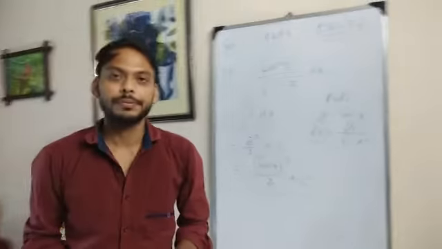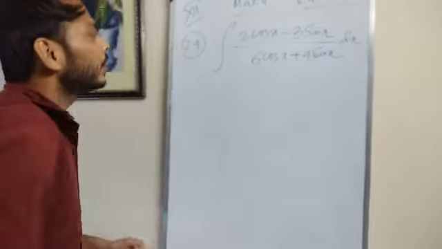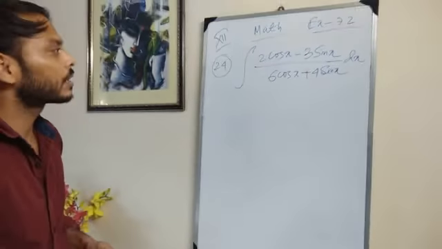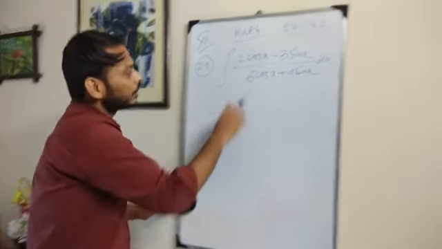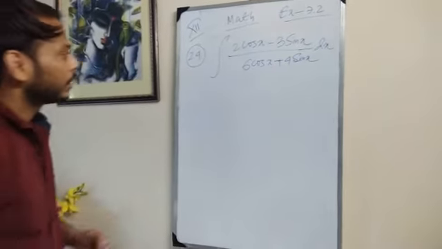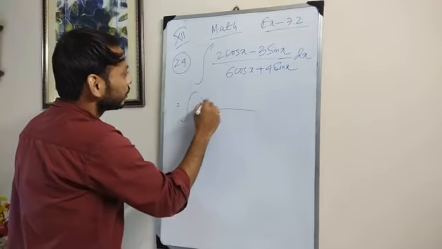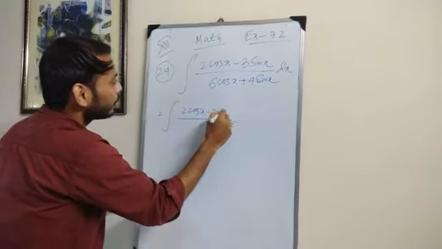So coming back to question number 24, it is integration (2 cos x minus 3 sin x) by (6 cos x plus 4 sin x), and then obviously a dx.